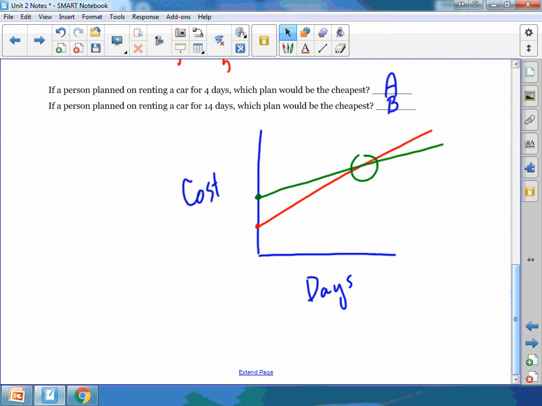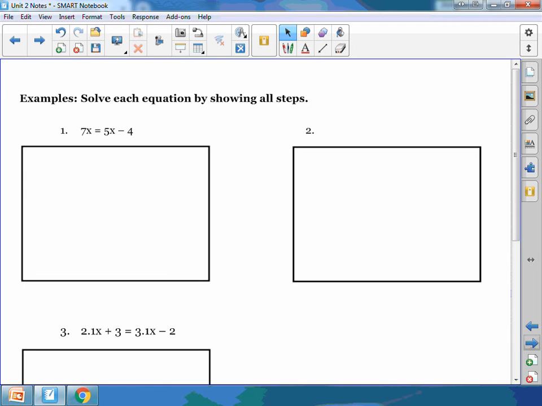What does it mean when those lines cross in terms of this scenario? What's it mean, Quinn? That's the days that they're equal, exactly. So right here, this would be down here at 8 days. And you see before that, if this is plan A, before 8 days, plan A is cheaper. After 8 days, plan B becomes cheaper. All right? Again, we'll spend a lot of time doing those as time goes on. All right, let's turn that over.